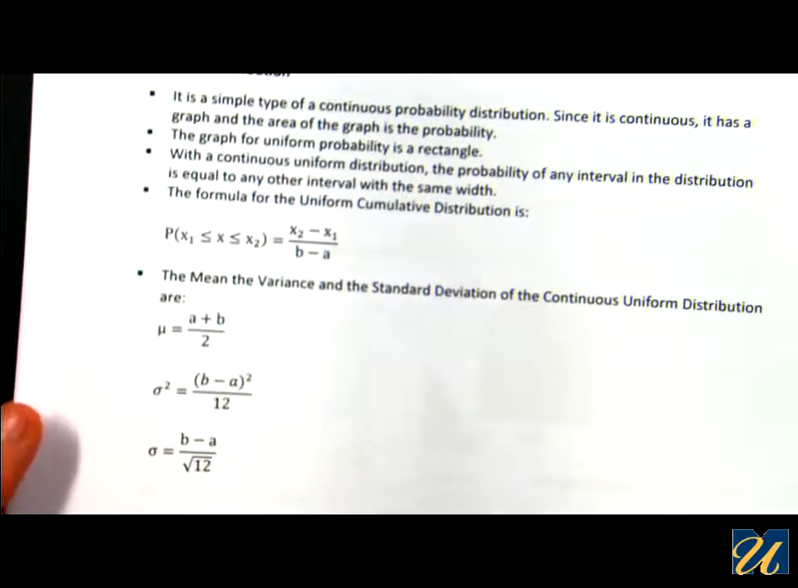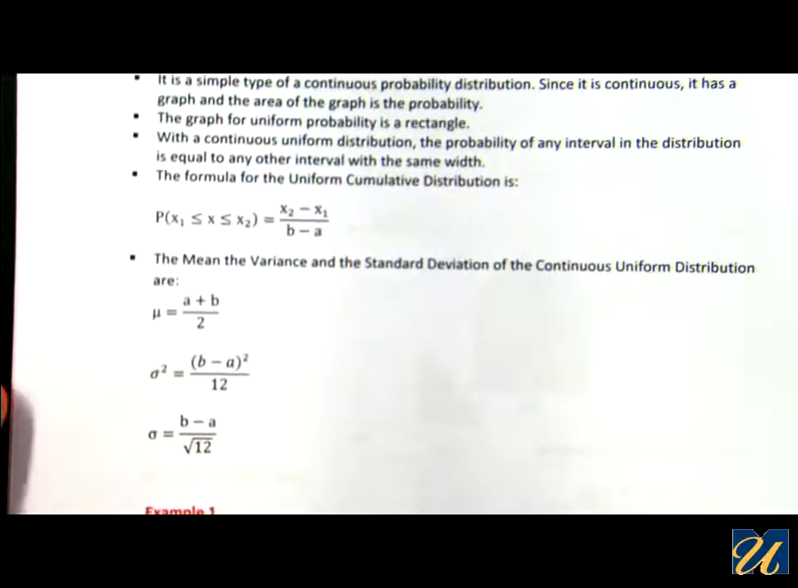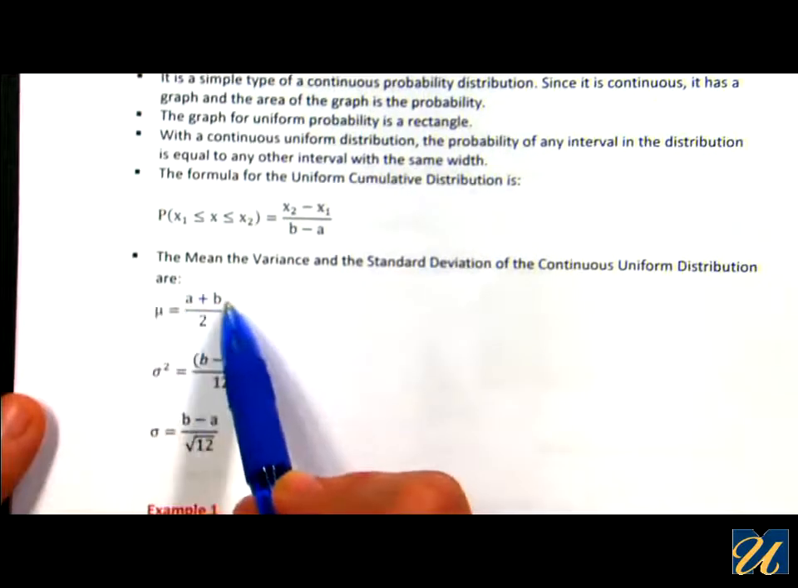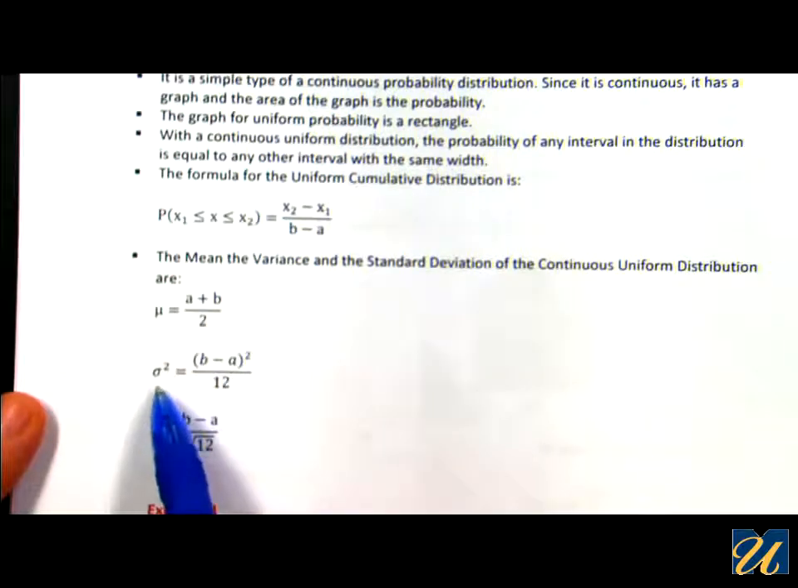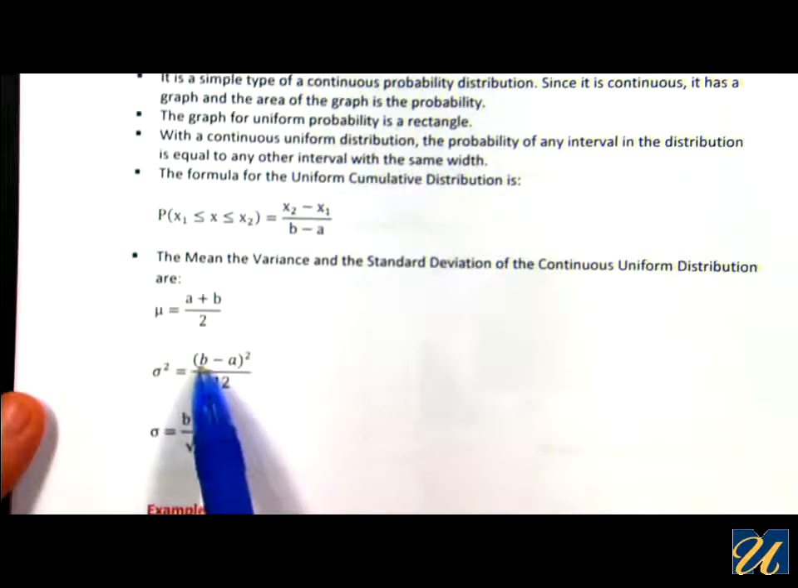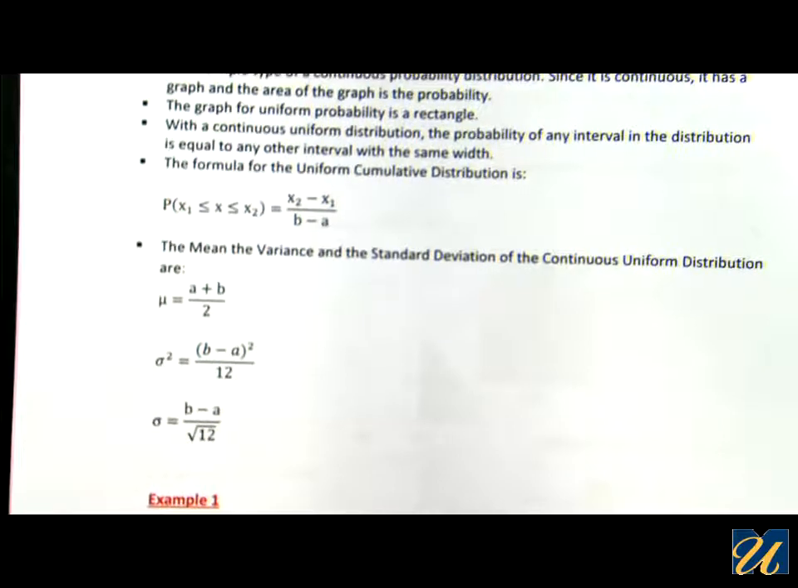The mean, the variance, and the standard deviation of the continuous uniform distribution are as follows. The mu is a plus b over 2. Once again, a is the starting point, b is the ending point, and you divide it by 2. The variance is b minus a squared divided by 12. This is the number used, and therefore for the standard deviation we take the square root of that, which will be b minus a over the square root of 12.